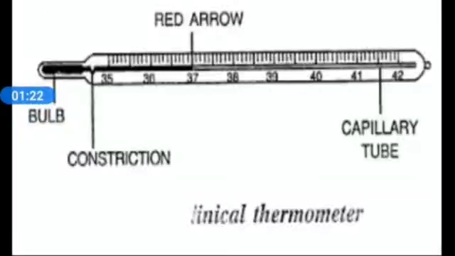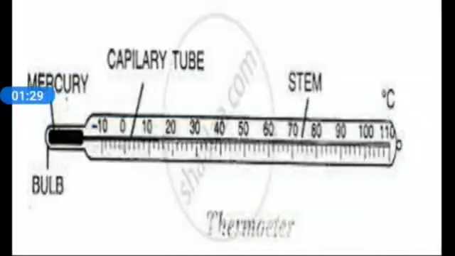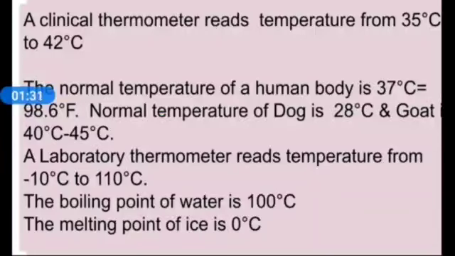There are three types of thermometer. Clinical thermometer, you can see in this picture. This is laboratory thermometer. And one more thermometer is there, that is known as maximum and minimum thermometer. A clinical thermometer is used to measure the body temperature of human beings and other animals. A clinical thermometer reads temperature from 35 degrees Celsius to 42 degrees Celsius.